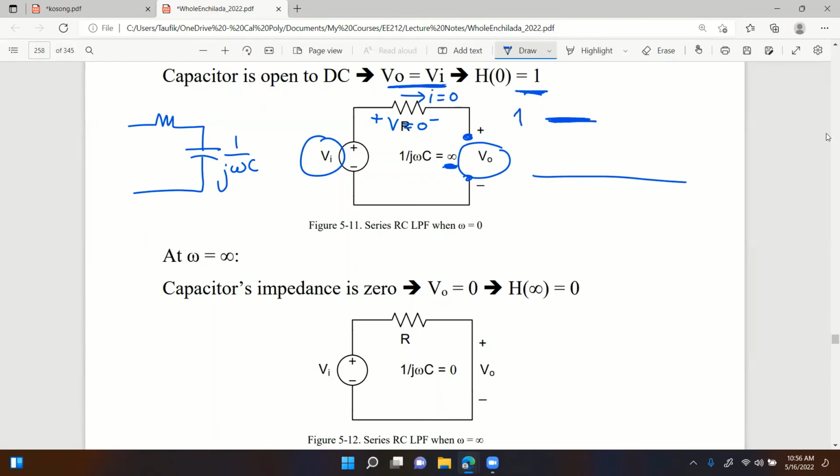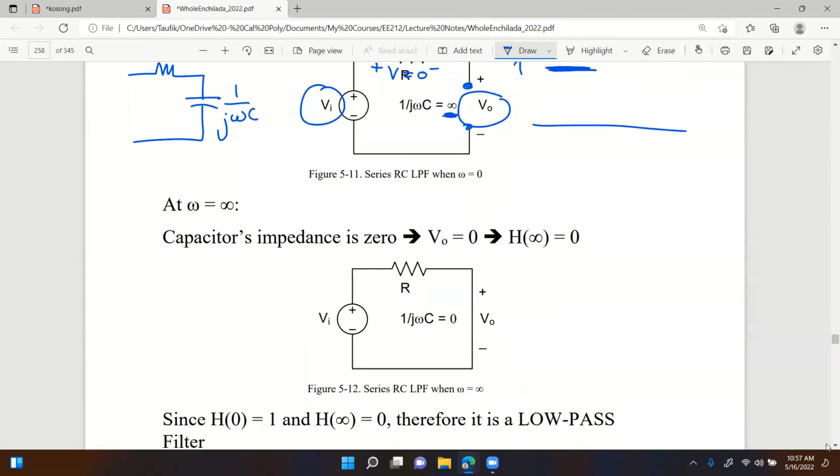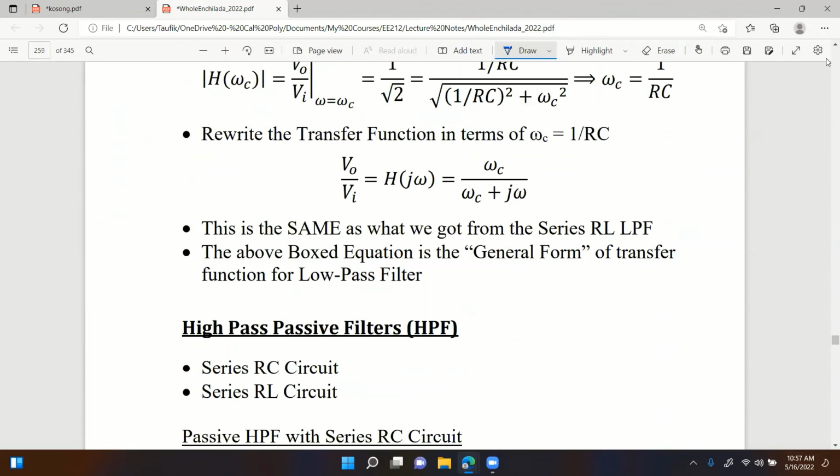At high frequencies, the capacitor acts like a short, 1 over j omega c. Go ahead and plug in omega equals infinity. That gives you 0 ohms. How do you represent 0 ohms? A short. What is the voltage across a short? That's 0 volts, isn't it? So therefore, at high frequencies, the gain is 0. And at low frequencies, the gain is high. So therefore, we have a low pass filter. All right. Any question on this? What's next?